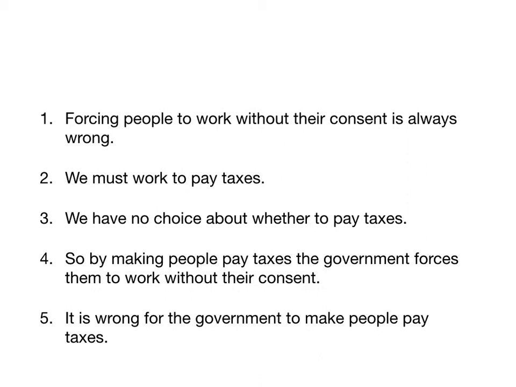Now the thing to notice about this argument is if you look at it, 1 and 4 are what get you the conclusion, right? It's wrong to make people work without their consent. Making people pay taxes makes them work without their consent. 1 and 4 get you 5, right? What are 2 and 3 doing here? Well, 2 and 3 are supporting 4. They're supposed to prove premise 4.